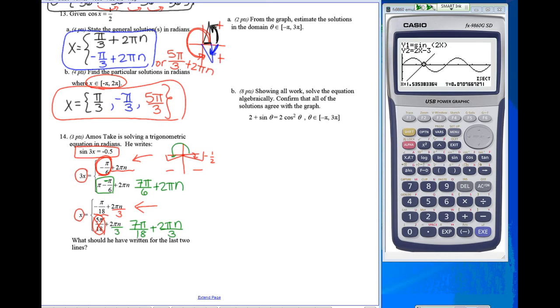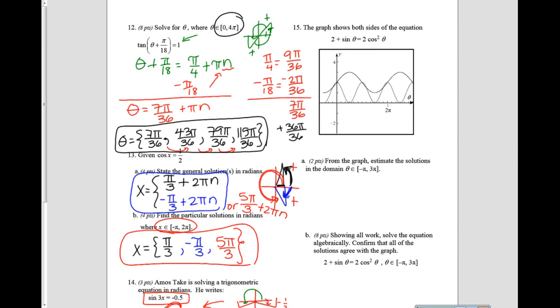So down here on the bottom, what should he have written? Well, what he would have gotten down here at the bottom would be negative pi over 18 plus 2 pi n over 3, and also 7 pi over 18 plus 2 pi n over 3. Okay? So if you're trying to find a mistake, really you're just saying what would the correct way be to do this. Okay, on to number 15.